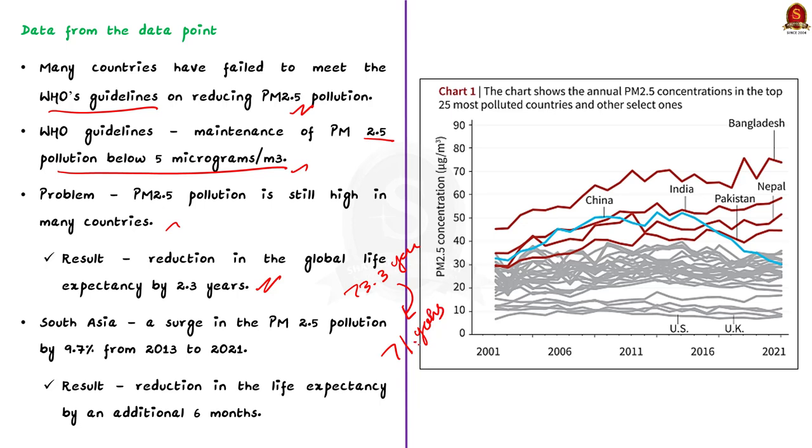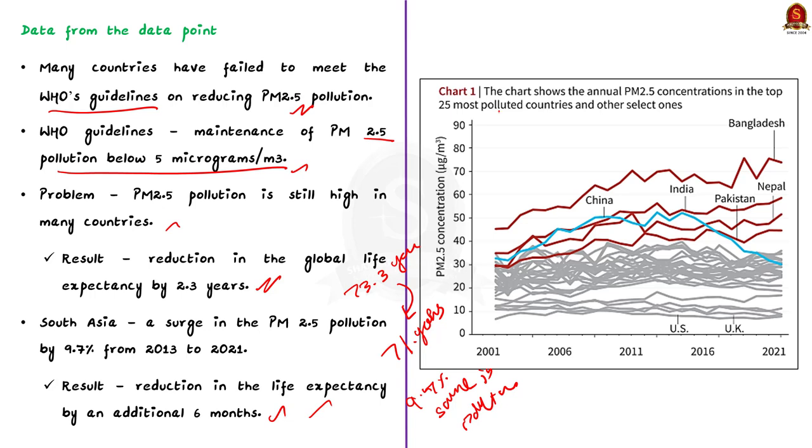Okay? Apart from this, the data point also highlights the particulate pollution in South Asia. According to the Air Quality Life Index data, particulate pollution in South Asia surged by 9.7% from 2013 to 2021. So, it is estimated that the particulate pollution will reduce life expectancy in the South Asian region by an additional 6 months. This is the general data provided in the data point. Apart from this, the data point also provides some specific data through some charts. Now we will try to understand them one by one.